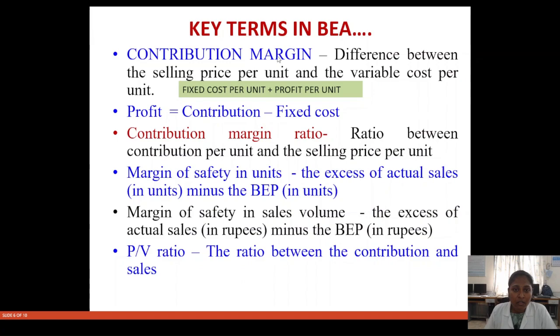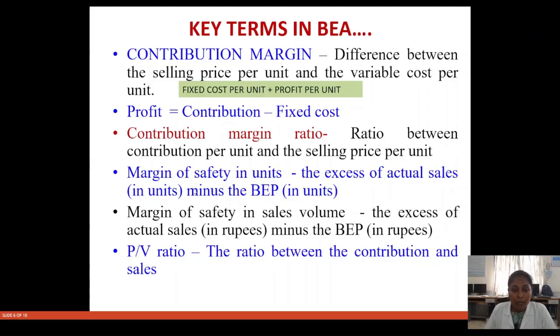And there are also other key terms involved in this break-even analysis. The first one is contribution margin, which is the difference between the selling price per unit and the variable cost per unit. Another formula to calculate this contribution margin is fixed cost per unit plus profit per unit. And here the profit can also be calculated as the difference of contribution and the fixed cost. Contribution margin ratio is another key term, which is the ratio between the contribution margin per unit and the selling price per unit.